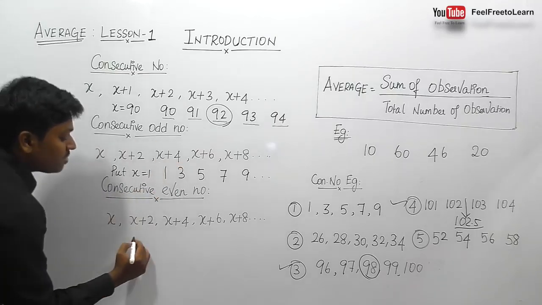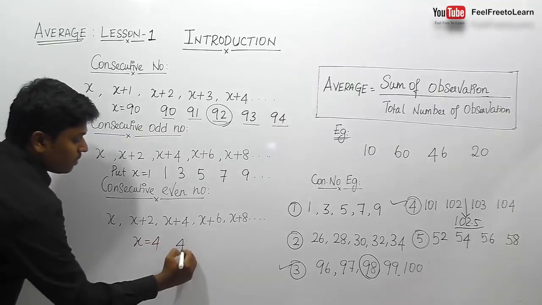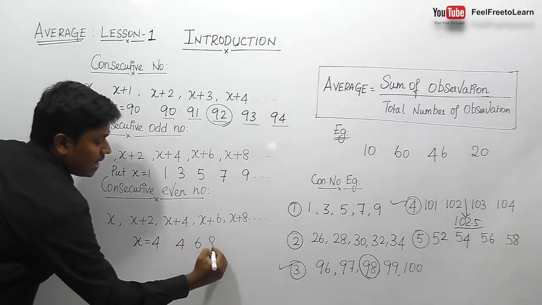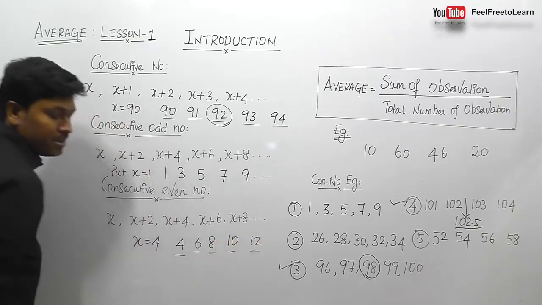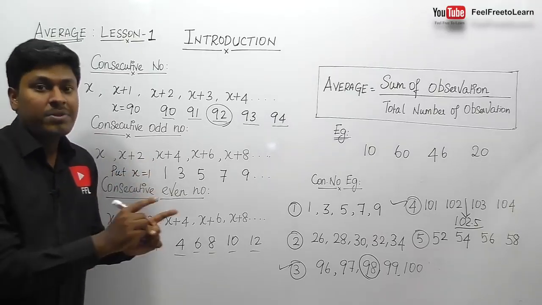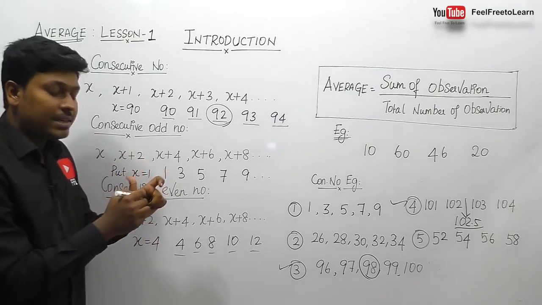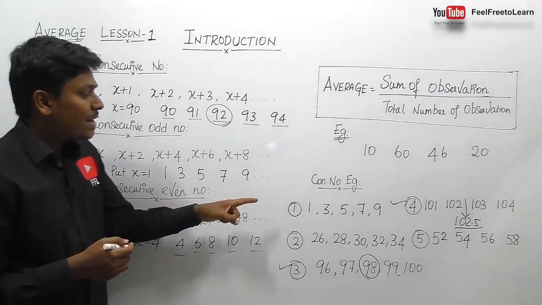So friends, if I substitute the value of x is equal to 4, an even number, right? So here it is 4. So 4 plus 2 will be 6, 8, 10 and 12. So the resultant will be consecutive even numbers. So friends, both the formulas are the same. Remember that the value that we substitute for x determines whether the resultant will be consecutive odd or consecutive even numbers.